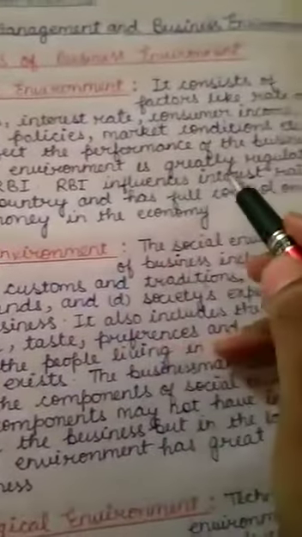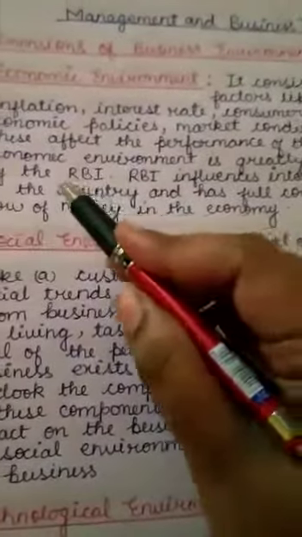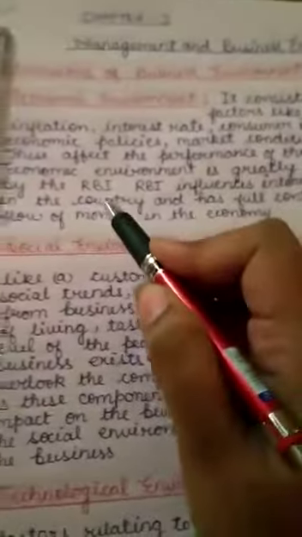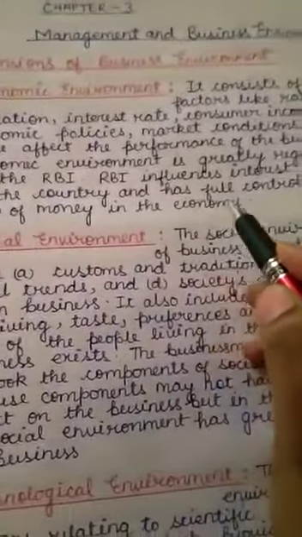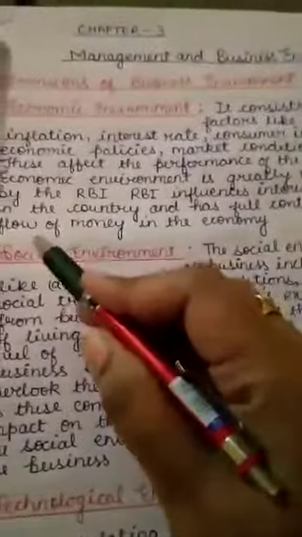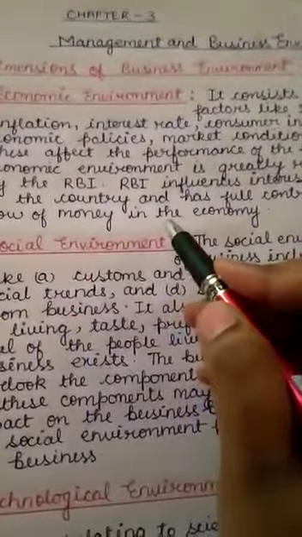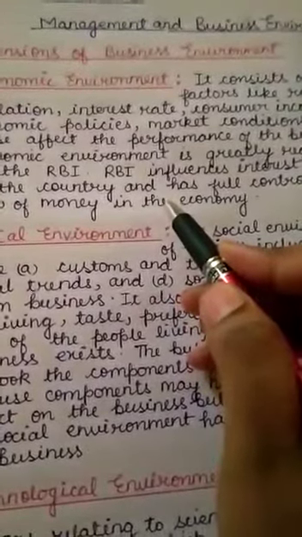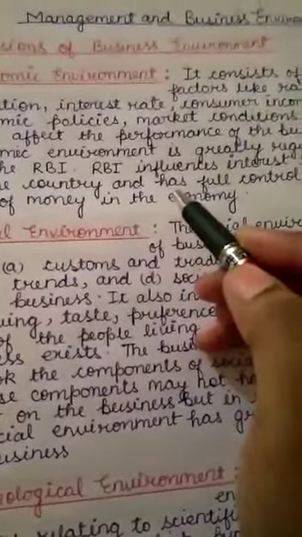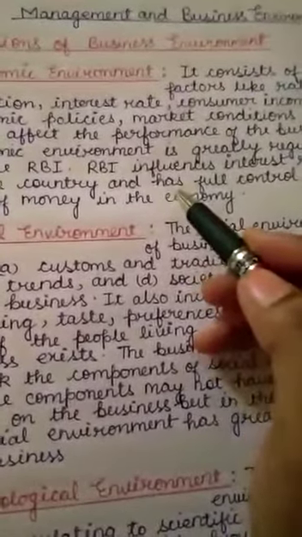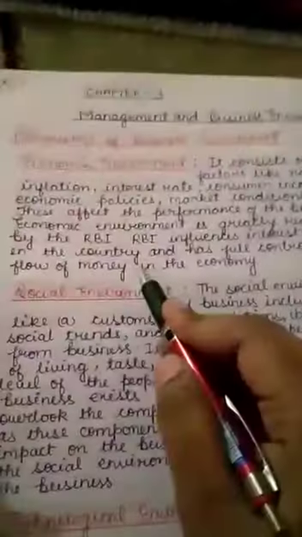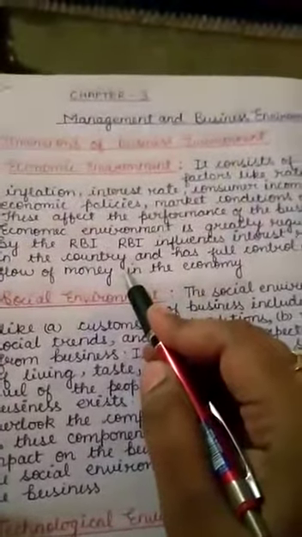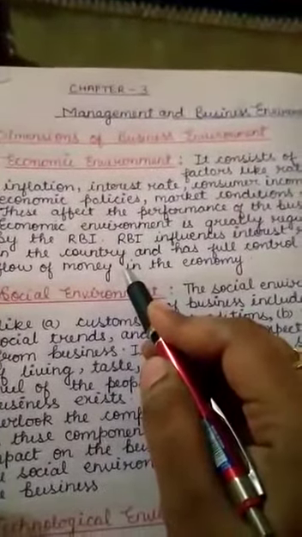Economic environment is greatly regulated by the RBI. RBI influences the interest rate in the country and has full control on the flow of money in the economy. As we all know, RBI has direct control over the flow of money in the economy. Examples of economic environmental change are: first, changes in interest rate greatly affect the demand for goods and services.